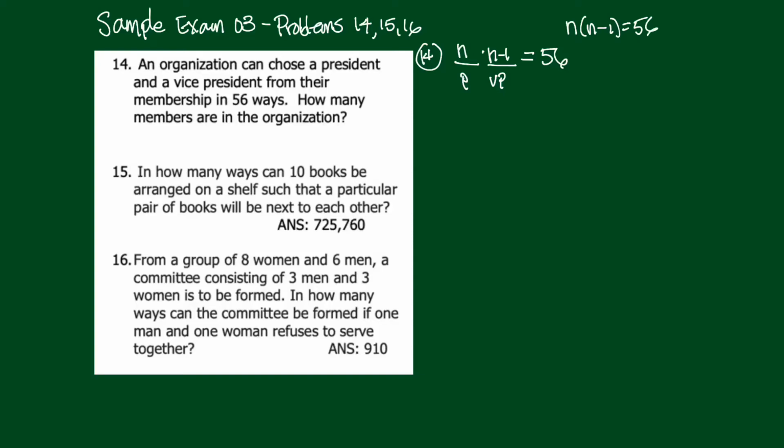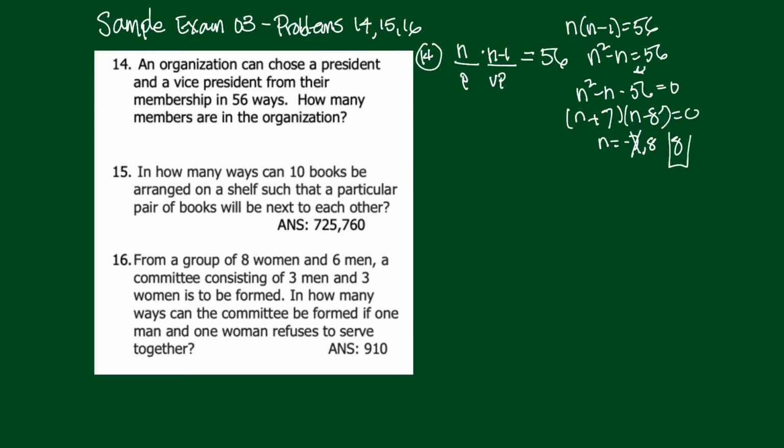A little bit of algebra here. So how about N squared minus N equals 56? Let's subtract the 56. N squared minus N minus 56 equals 0. It's quadratic, so we'll try factoring here. So how about N and N? I'm thinking 7 and 8, but it's going to be positive 7, negative 8. So N is equal to negative 7, positive 8. But N is the number of members in this organization. Can't be negative. So I'm going to claim that there are 8 people in this organization.